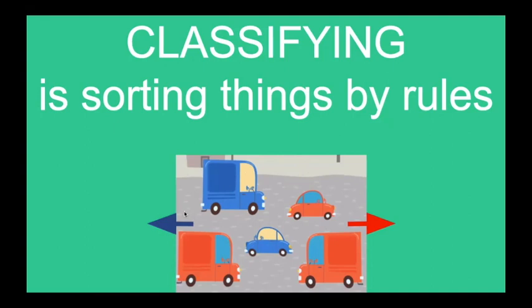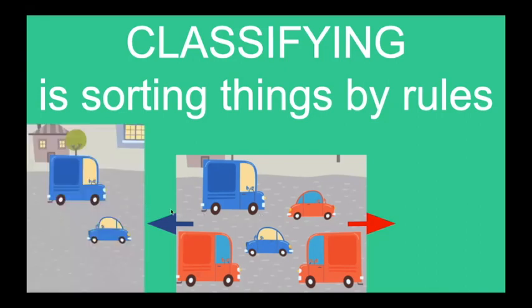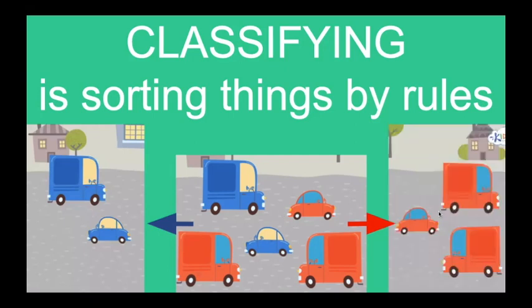Look at the picture. How many blue cars here? How many blue cars? And how many red or orange red cars? How many red cars do you see? All right, so here 2 blue cars and 3 red cars. So we classify these objects by rule of color, and we choose blue and red.